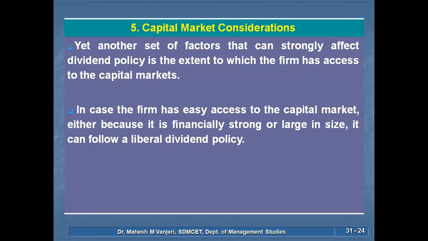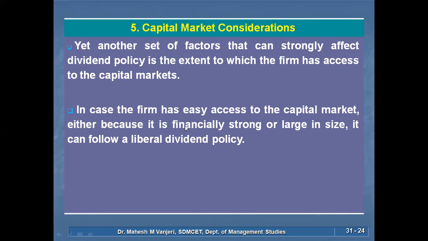The fifth factor that influences the dividend policy of a firm is capital market considerations. Yet another set of factors that can strongly affect dividend policy is the extent to which the firm has access to capital markets. Access means how easily a company can raise capital. In case the firm has easy access to the capital market, either because it is financially strong or large in size.